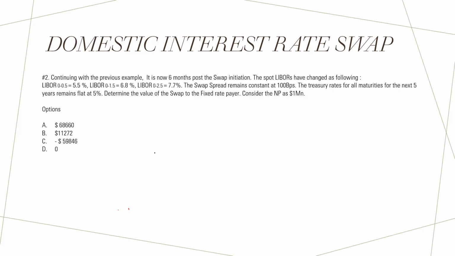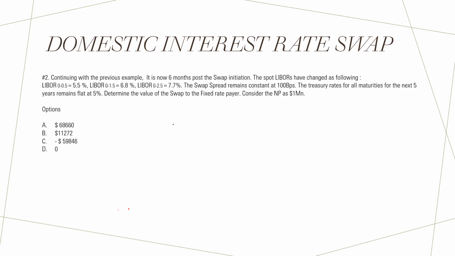Let's say we continue with the same example. It is now 6 months post the swap initiation. The spot rates have changed as follows. The rate between 0 and 0.5 year now becomes 5.5%. The rate between 0 and 1.5 year becomes 6.8%.